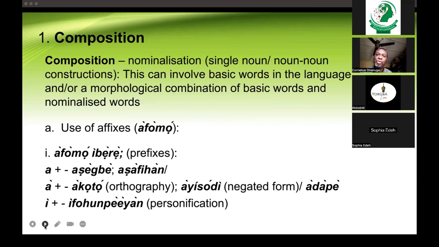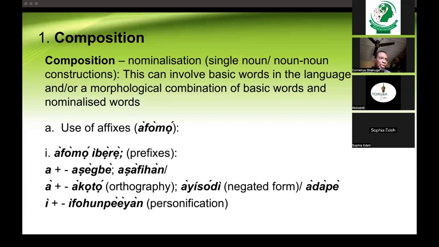The first is through composition, and likely by nominalization. Nominalization through single nouns or noun-noun constructions. This can involve basic words in the language and or a morphological combination of basic words and nominalized words. And this can be through affixes. The affixes that are commonly used in Yoruba language are prefixes and infixes. I give example of some affixes, prefixes here, that is the ones before a word that we adjoin to a word.